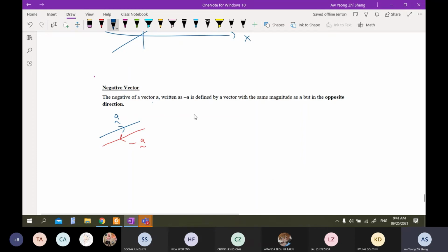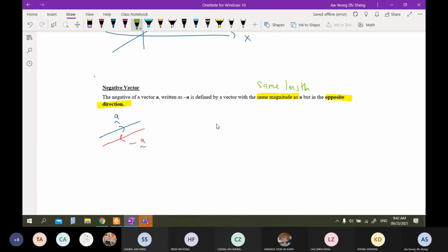So taking the negative of a vector simply means we are reversing the direction, but we retain the length. Reverse direction, but retain the length. Opposite direction, but same magnitude or same length.